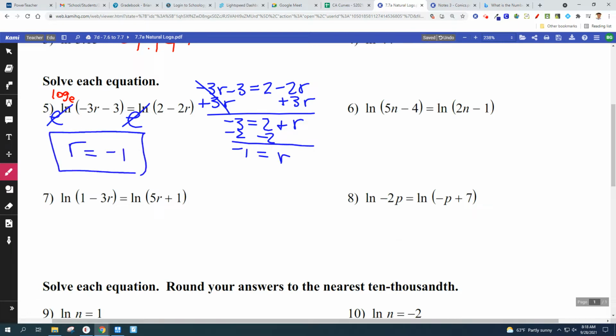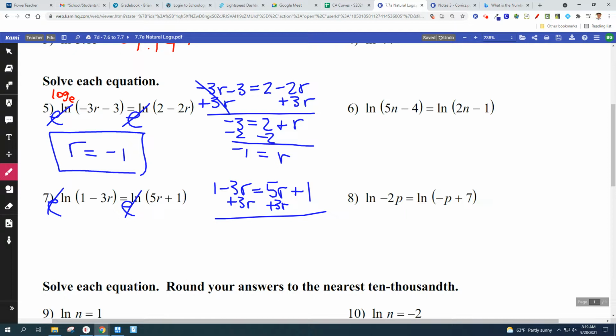So then the next problem is really the same thing. We're going to do a base e on both sides to cancel out the logs. I'm looking at 1 minus 3r equals 5r plus 1. You don't have to do it this way. There are other ways to do it, but I would add the 3r.